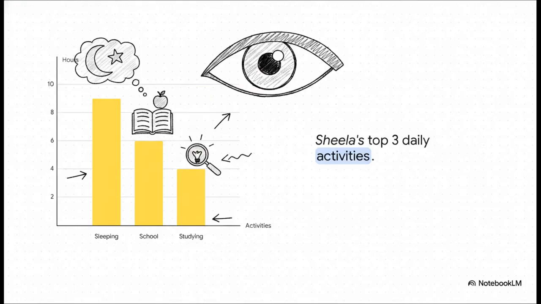Let's actually see Sheila's bar graph in action. Look at the horizontal base at the bottom. Sleeping, time in school, studying. Now look up at the vertical bars. Without even glancing at the numbers on the left, your eyes are immediately drawn to the tallest bar, right? You instantly know she spends most of her day sleeping, followed by school, followed by studying. The geometry of the graph is literally doing the thinking for you.